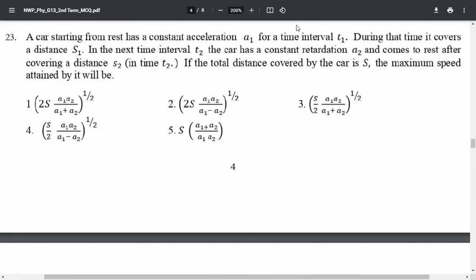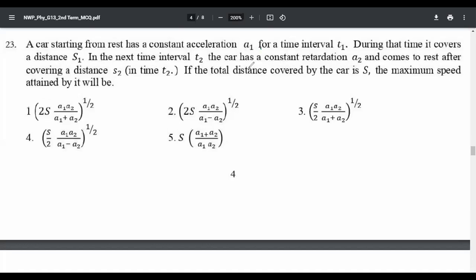A car starting from rest has a constant acceleration a1 for time interval t1. During that time, it covers a distance of s1. In the next time interval t2, the car has a constant retardation a2 and comes to rest after covering a distance of s2 in time t2. If the total distance covered by the car is s, the maximum speed attained by it will be.